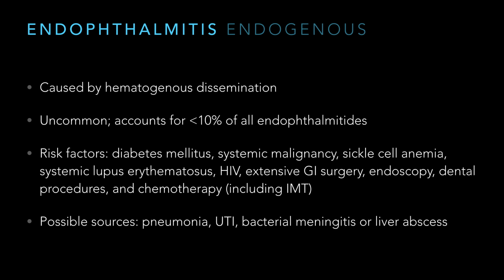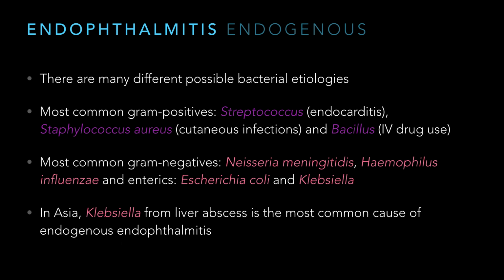So endogenous, this is even less interesting to me, but we have to talk about it because it's in the book. Hematogenous dissemination doesn't account for many cases of endophthalmitis. Lots of risk factors, fairly intuitive. You've got to look for possible sources: pneumonia, UTI, bacterial meningitis, liver abscess. Again, lots of different sources. I don't think these are worth committing to memory, except the last point says in Asia, Klebsiella from liver abscess is the most common cause of endogenous endophthalmitis.